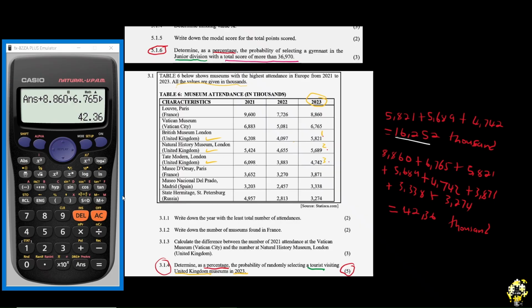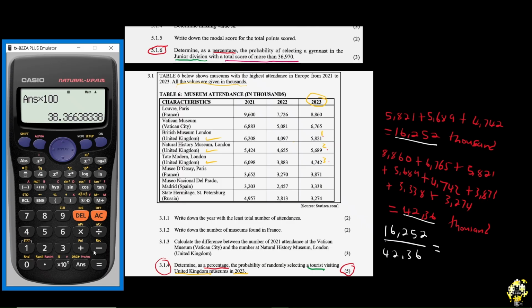Now, when we are going to do our calculations, remember, this is what is possible. This is the total. So this is the possible outcome. This is the total outcome. So we are supposed to say 16.252 over 42.36. Now let's go to our calculator. We have 16.252, and then below, we have 42.36. Now it says that as a percentage, you have to multiply it by 100.